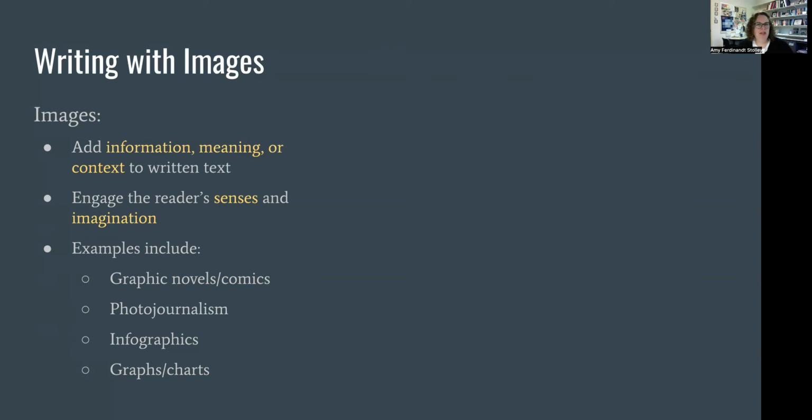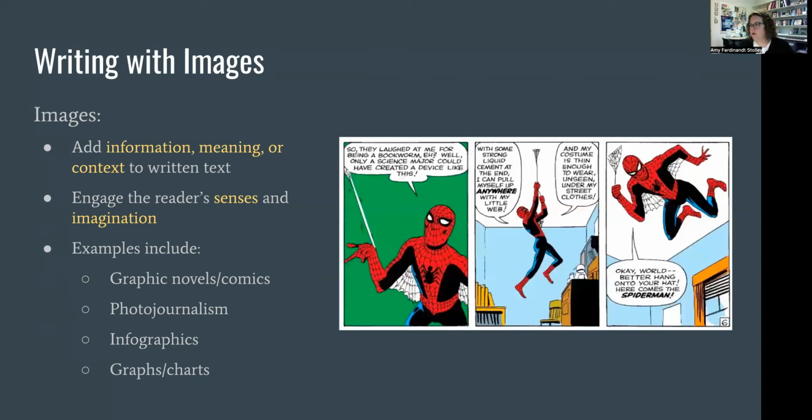And some of the really good examples of these could be things like graphic novels. So this is comics or graphic novels or kind of illustrated texts that add meaning and context to the story and sort of draw the reader in to experience what's happening on the page.